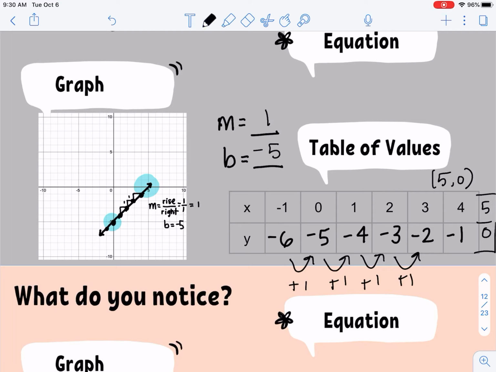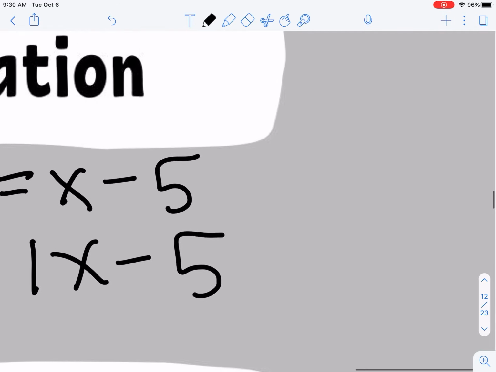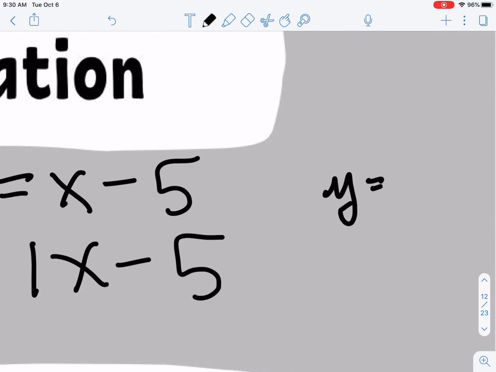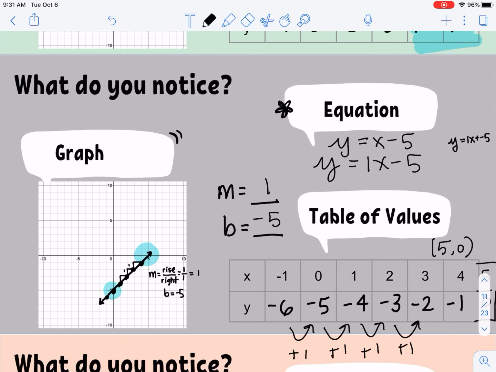And so when we write our equation, we're going to write y equals 1x minus 5. You could also just express that as y equals x minus 5, a little invisible 1 right in front of the x. Or maybe you wrote something else. Maybe you wrote y equals 1x plus negative 5. That would also work. These are all equivalent ideas.